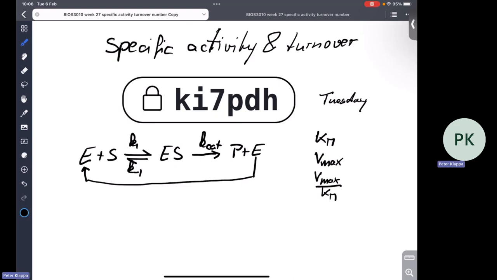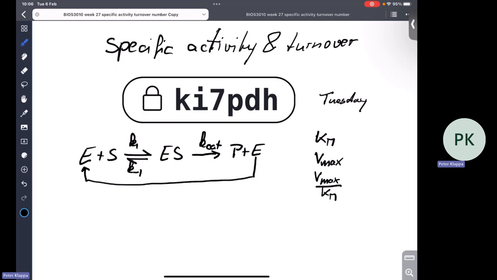We also said that we can use Km to compare the affinity of an enzyme for different substrates. If Km is very high, then we need a lot of substrate to get the enzyme going, so it has a lower affinity for that substrate. We can also compare different enzymes. With one substrate, if the Km of that enzyme is lower than the Km of that enzyme, I can make a judgment about the affinity of two different enzymes for the substrate. That's good because I can compare things.